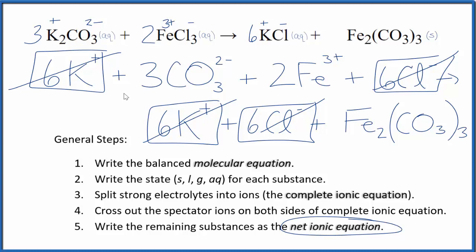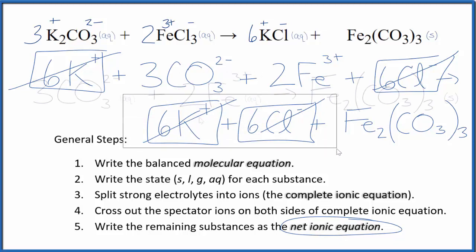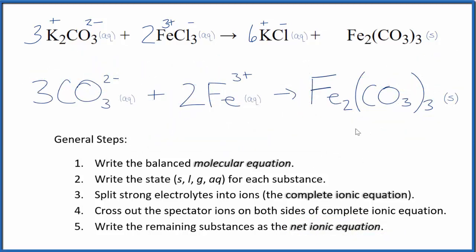I'll clean it up, write the states. We'll have our net ionic equation. So this is the balanced net ionic equation for potassium carbonate plus iron 3 chloride. If you count the atoms up, they're balanced. And if you look at the charge, it's also balanced. 3 times 2 minus is 6 minus. 2 times 3 plus is 6 plus. So those add up to 0, net charge of 0. This is neutral, net charge of 0.